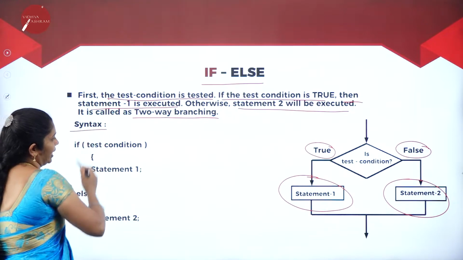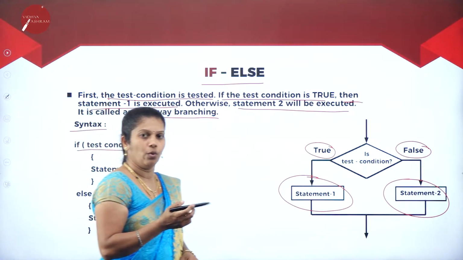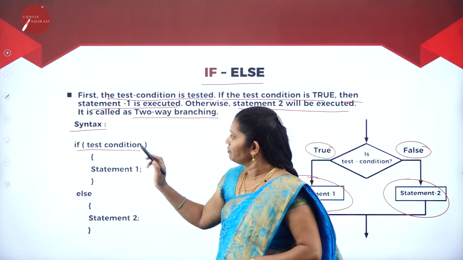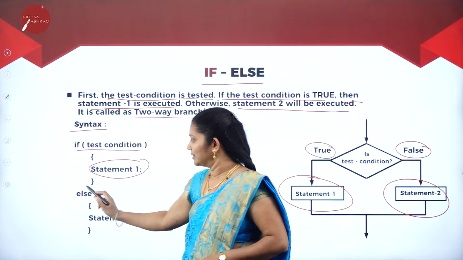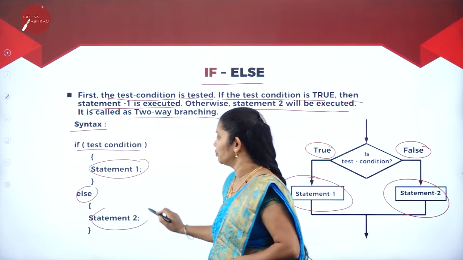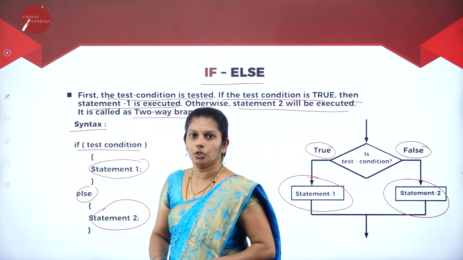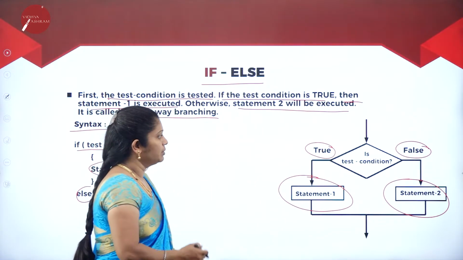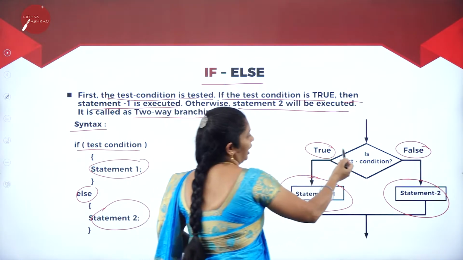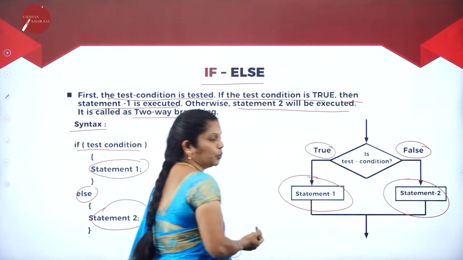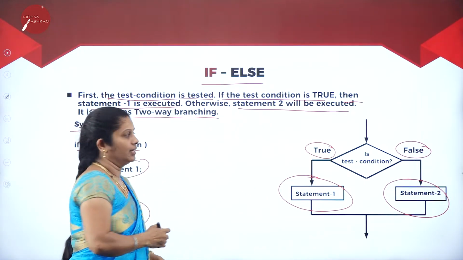If you observe the syntax, first here is if test condition, whatever condition we want, that we will write. If this condition is satisfied, then statement 1 will execute. Otherwise, that is else, statement 2 here is going to execute. For true also we have some statement, for false also we have some statement. If test condition is true, statement 1 will execute. If test condition is false, then statement 2 is going to execute. Finally, it will exit.